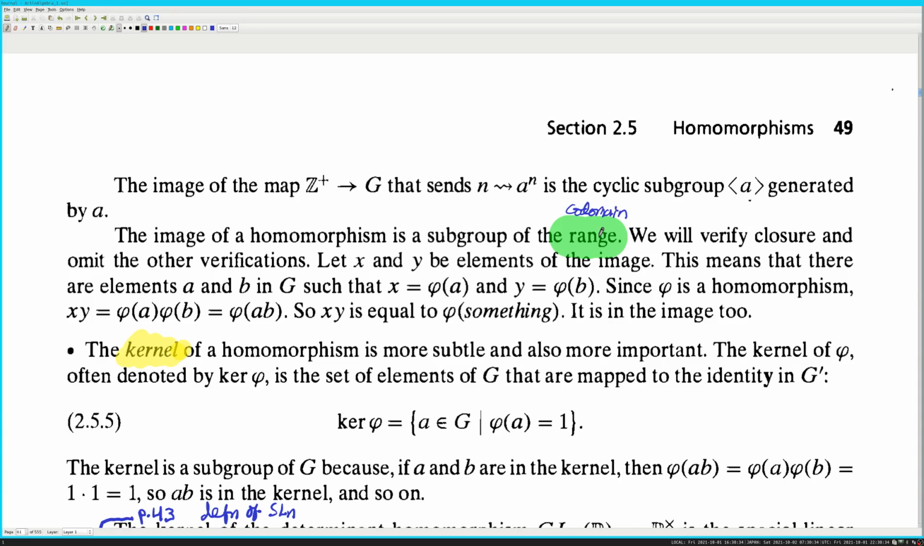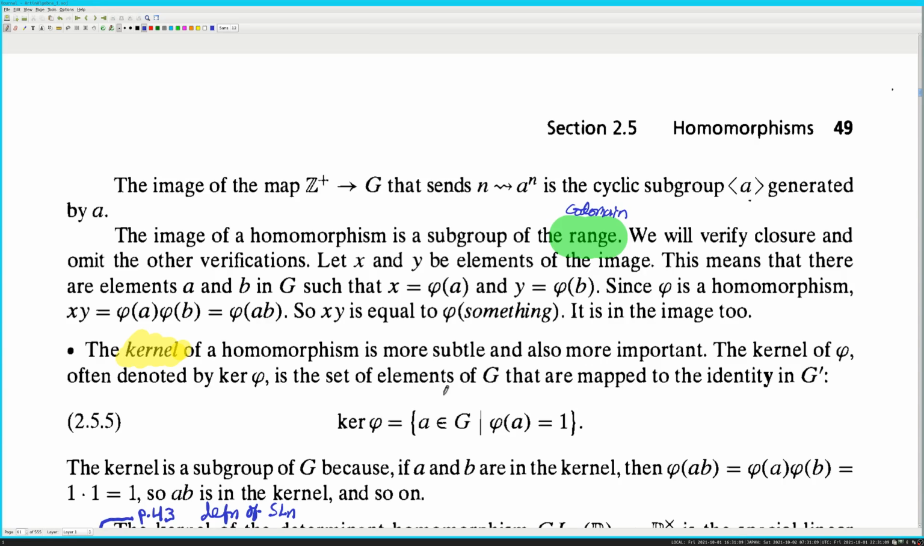We will verify closure and omit the other verifications. Let x and y be elements of the image. Since phi, okay, so xy is equal to phi of something. So yeah, the image is a group for precisely this logic right here, or at least that it's closed. It has the identity, and then it has inverses because of above. Okay, yeah.